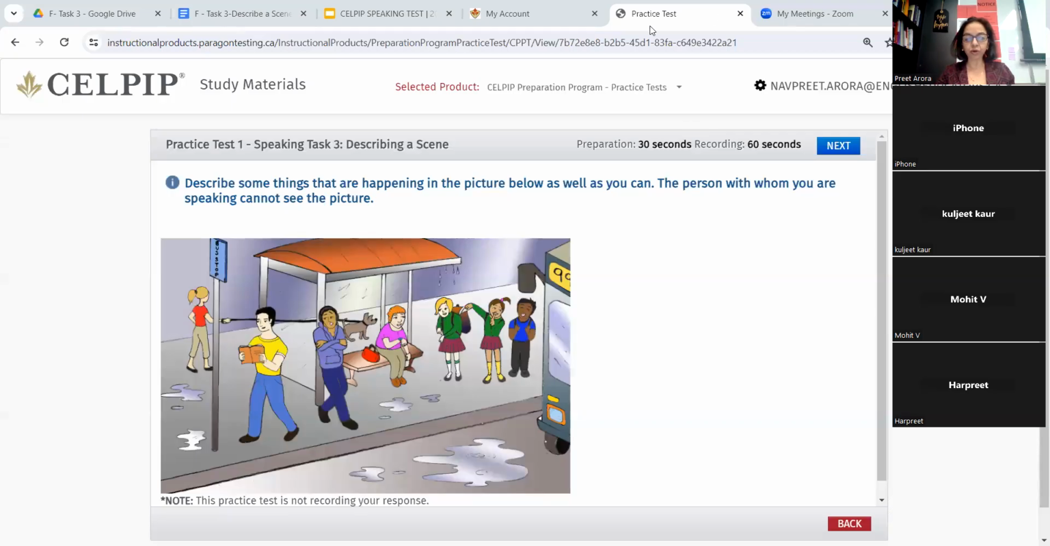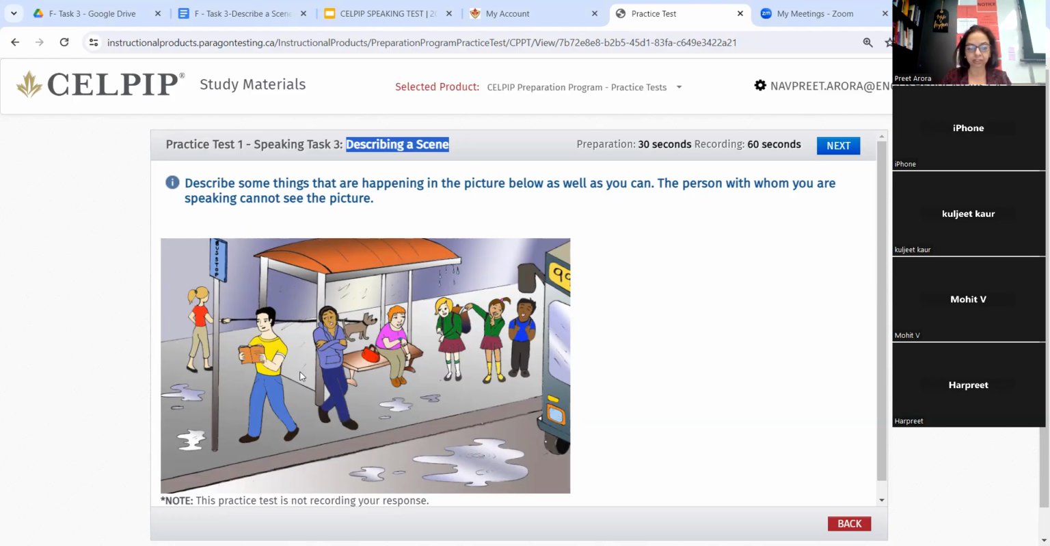Today we are going to work on our speaking task 3 for CELPIP speaking, and task 3 is describing a scene. So you will be given a scene where you will see a large number of people. The scene can be a scene at a park, in a school, at a picnic, at a bus stop, which you are already seeing here, or in a restaurant.